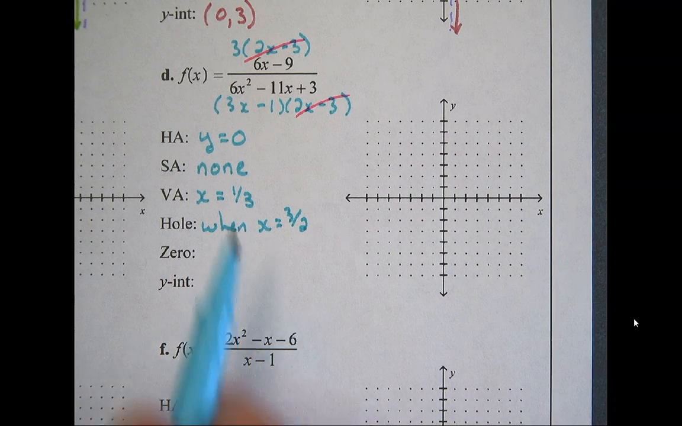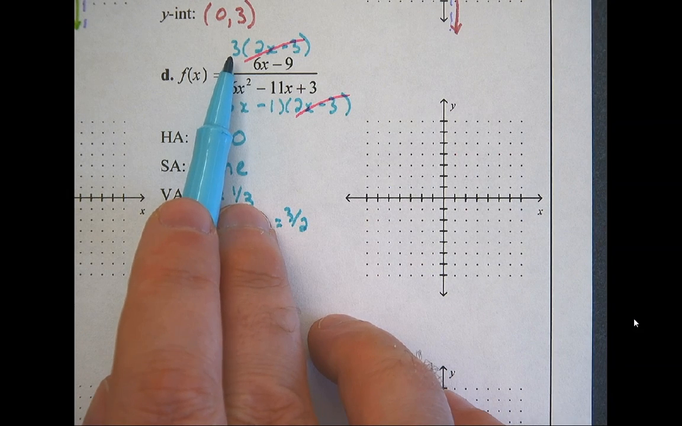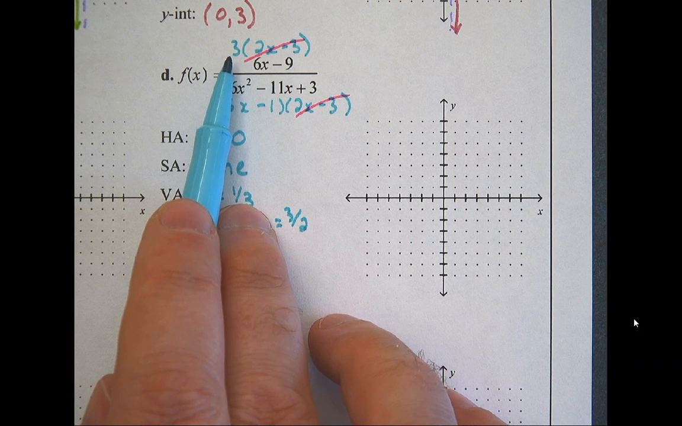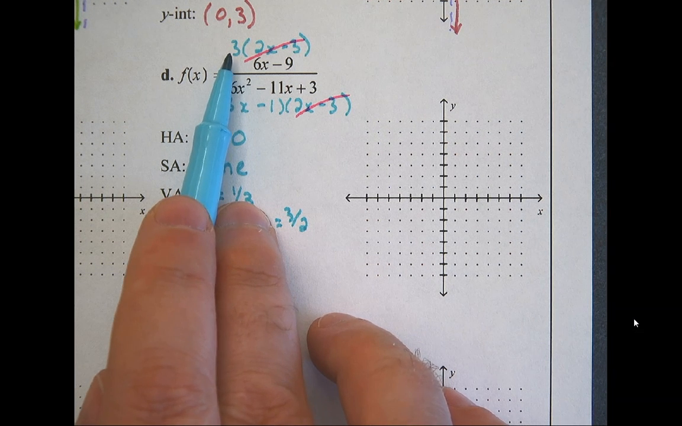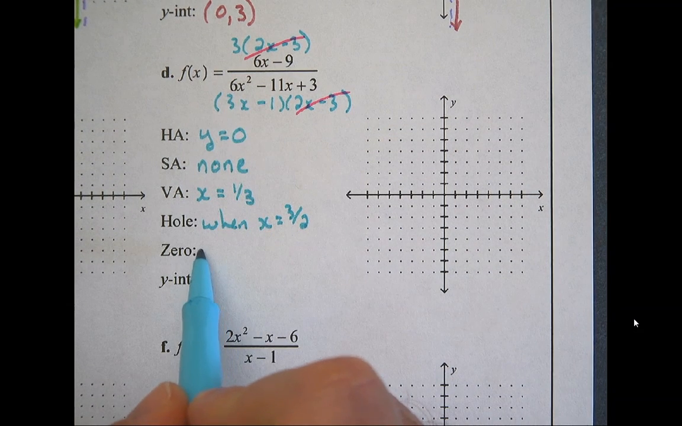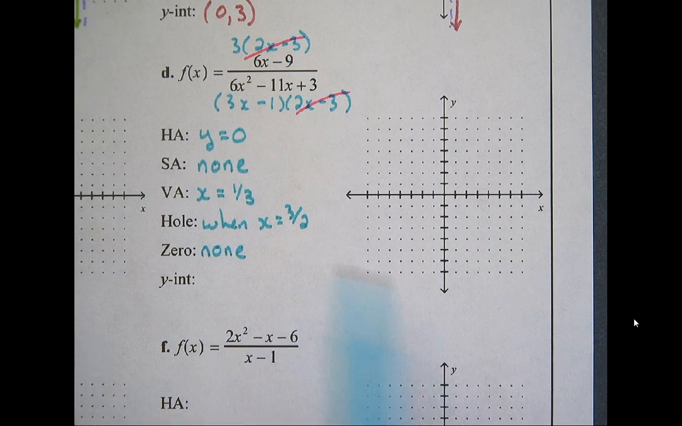Zeros, things in the numerator that don't cancel. Now this doesn't cancel in the numerator, but it doesn't have an x, which means we can't solve it. It doesn't have a solution. You ZPP this, it'll just say 3 equals 0. Well, 3 doesn't equal 0, so there is no 0, so that's interesting.